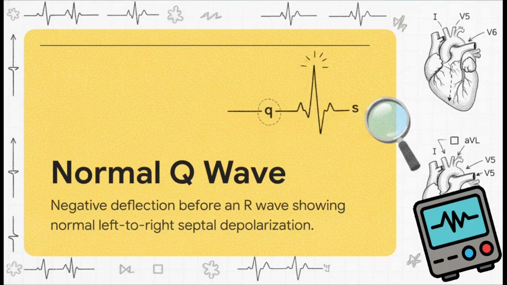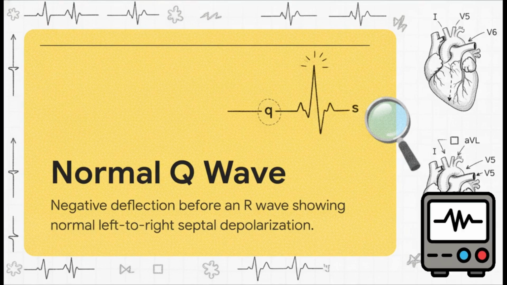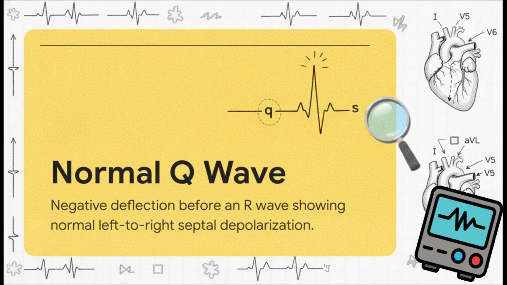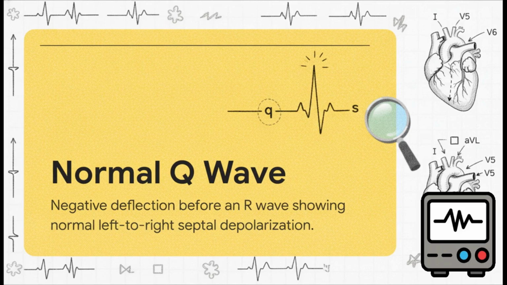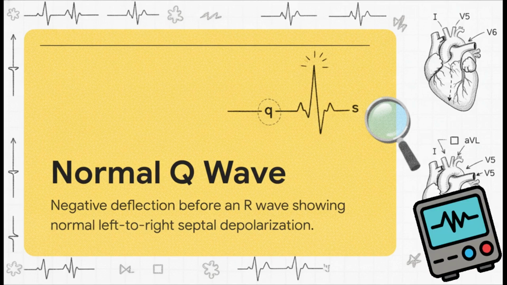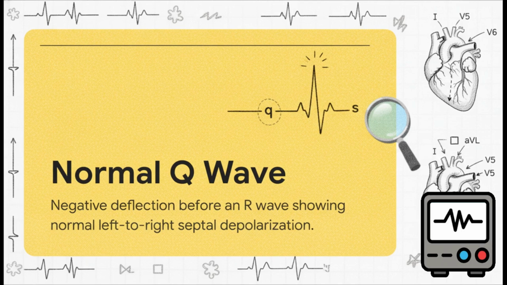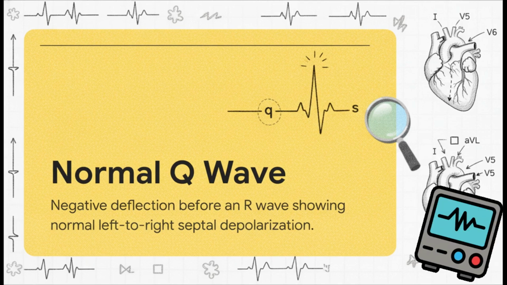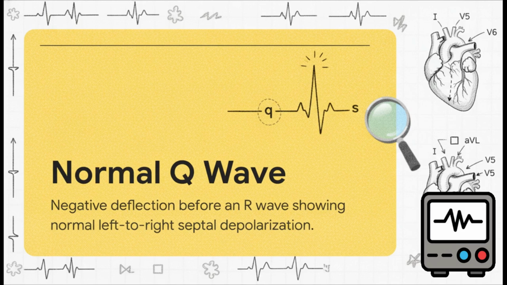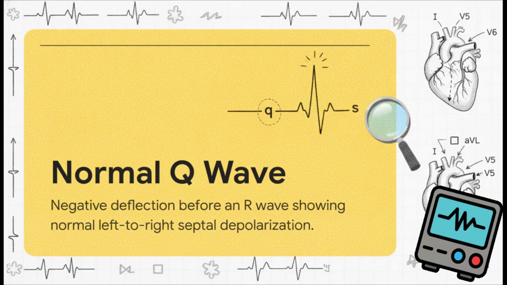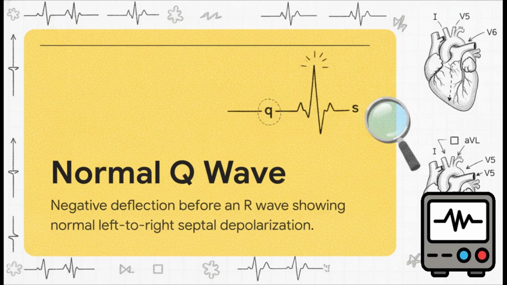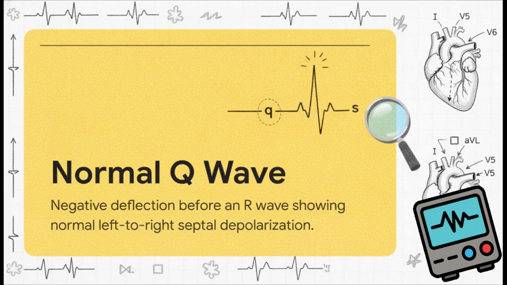Okay, so what exactly is a normal Q wave? Basically, it represents that initial left-to-right septal depolarization. By definition, it's any negative deflection right before an R wave. You're typically going to see these as small, completely benign waves in your left-sided leads, so leads I, AVL, V5, and V6. Think of it as the healthy initial electrical spark crossing the septum before the main ventricles fire.